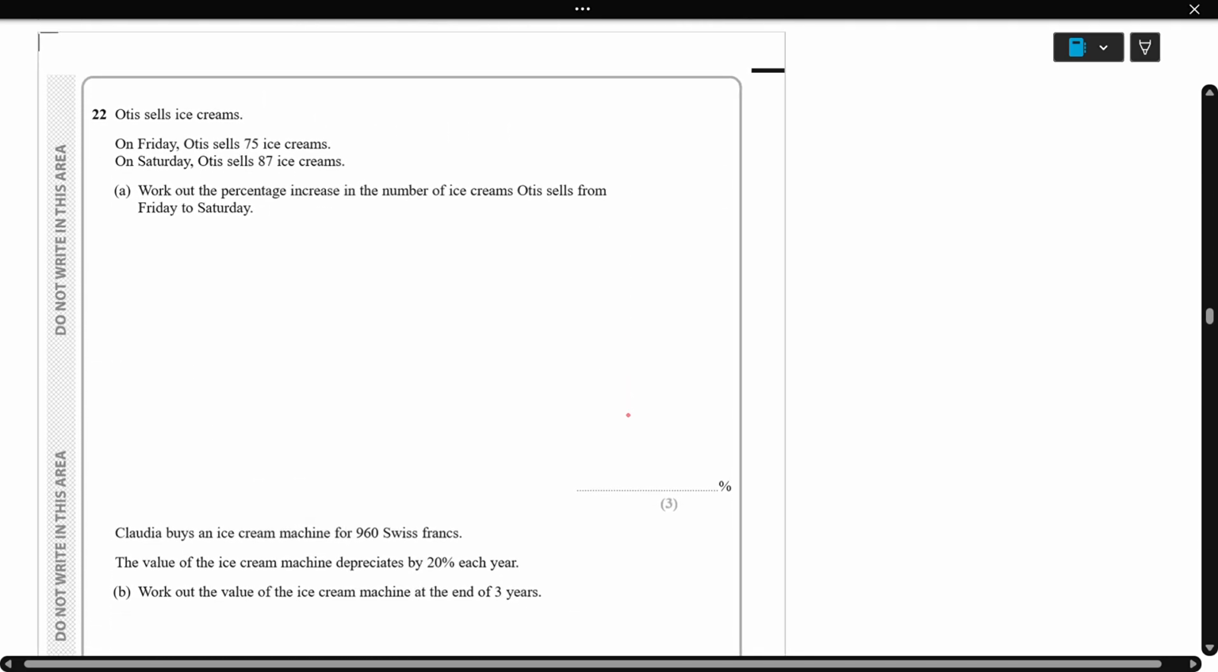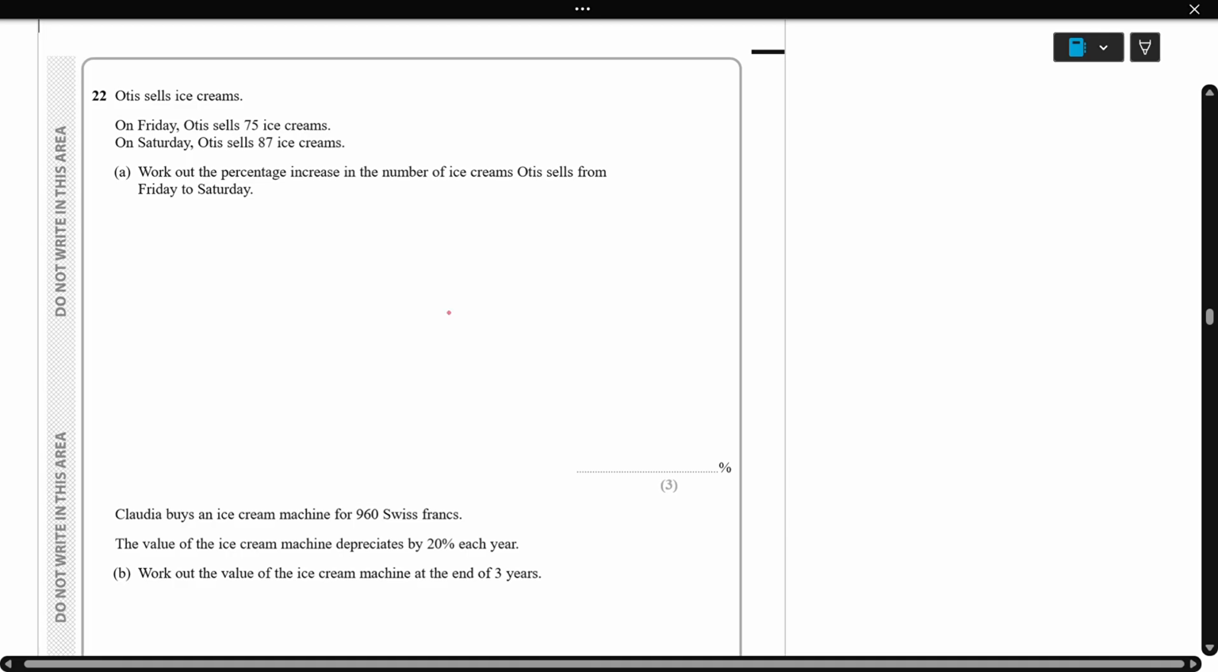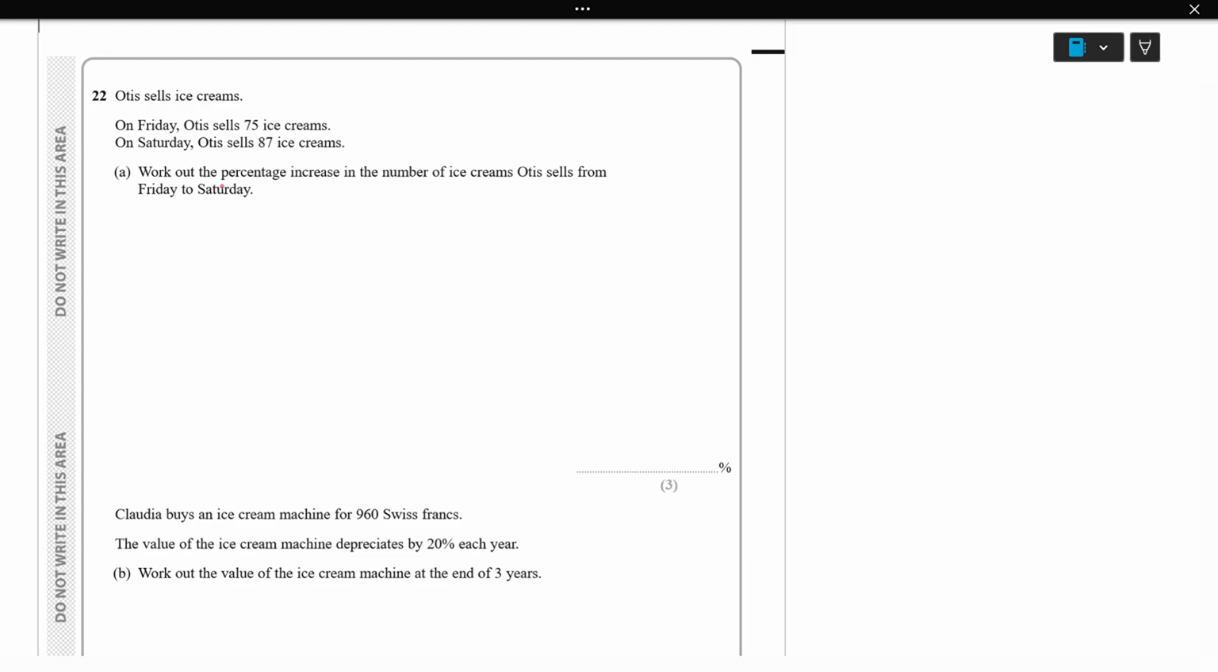Next, Oreo sells ice cream on Friday. Oreo sells 75 ice creams, and Saturday Oreo sells 87 ice creams. Work out the percentage increase. Okay, so 87 minus 75 is how much it increased over the original, which is 75, times 100, finding the percentage. So the answer is 12 divided by 75 times 100, which is 16. So the answer is 16 percent.